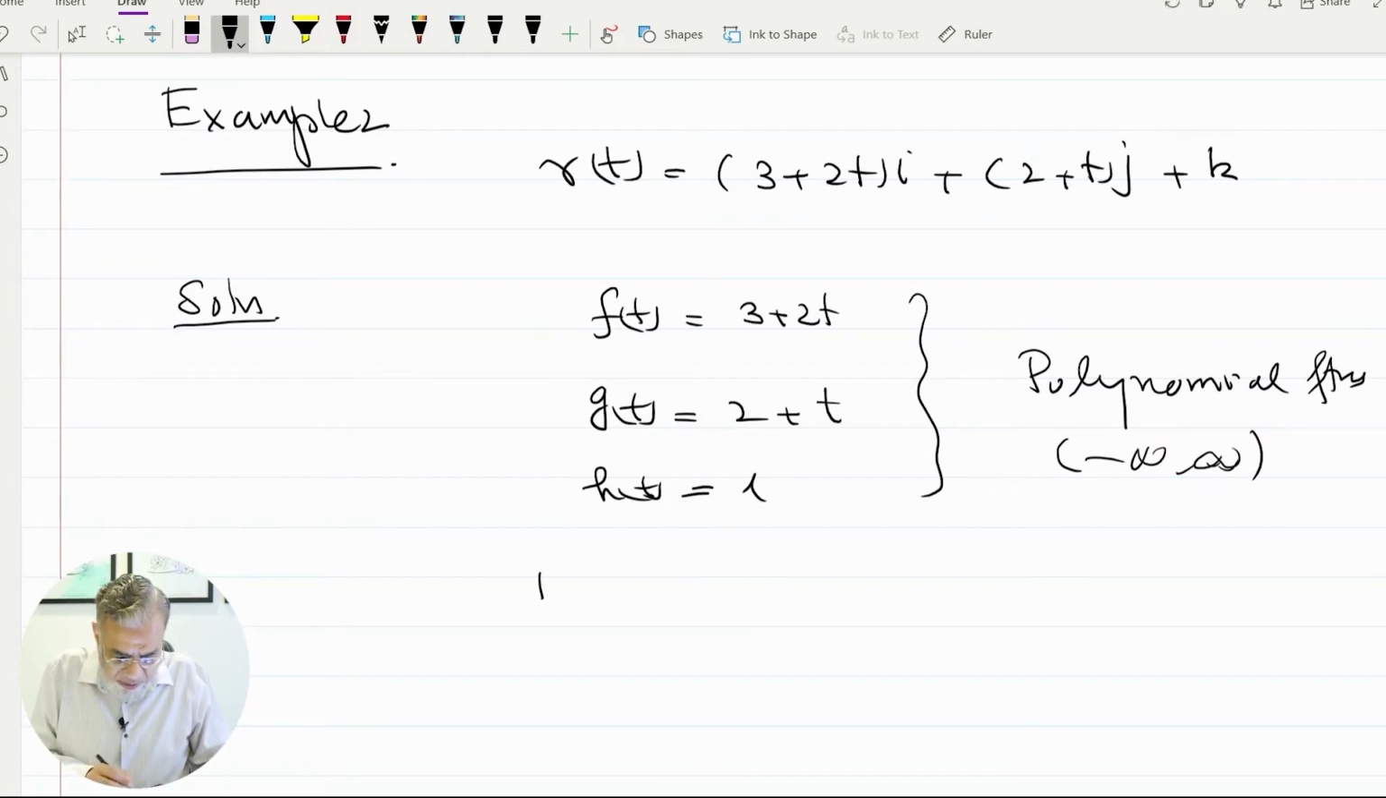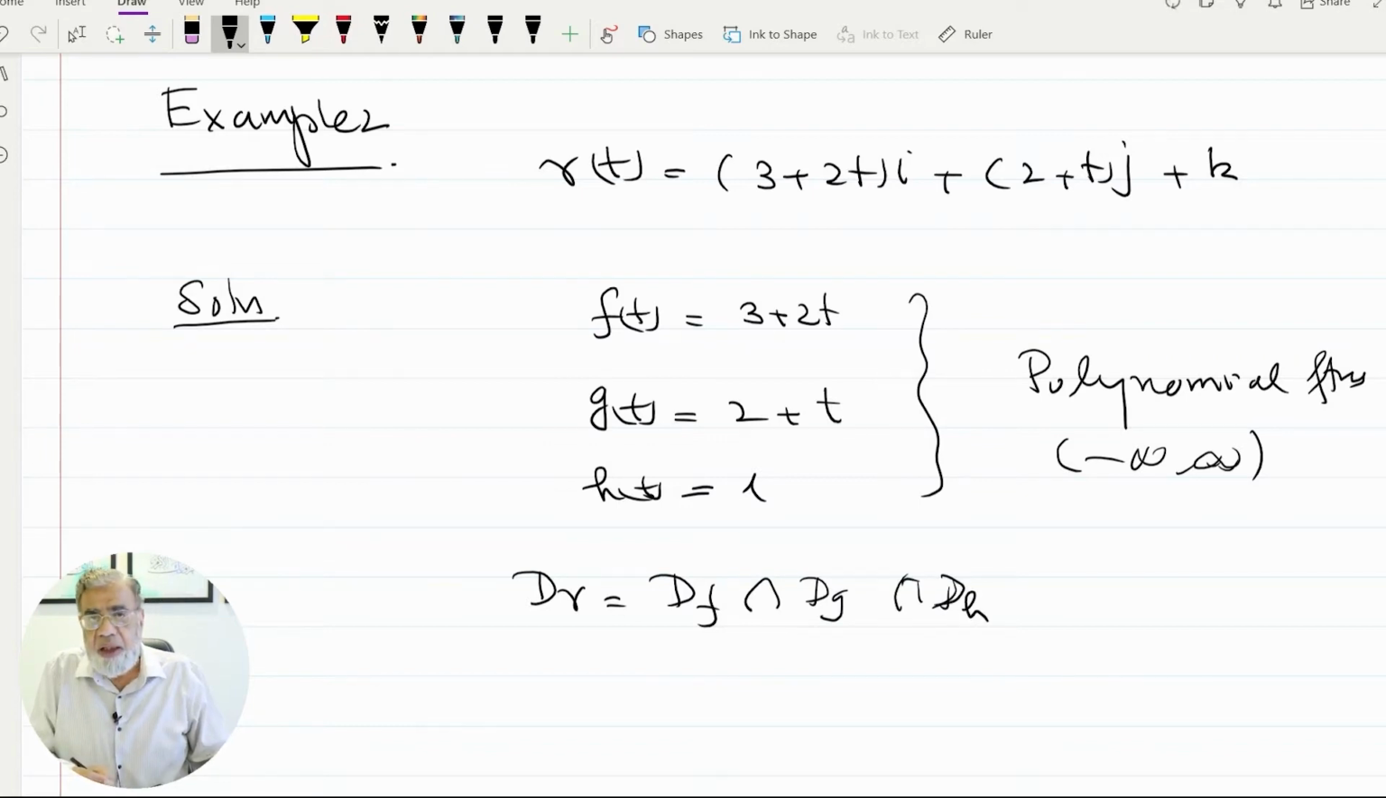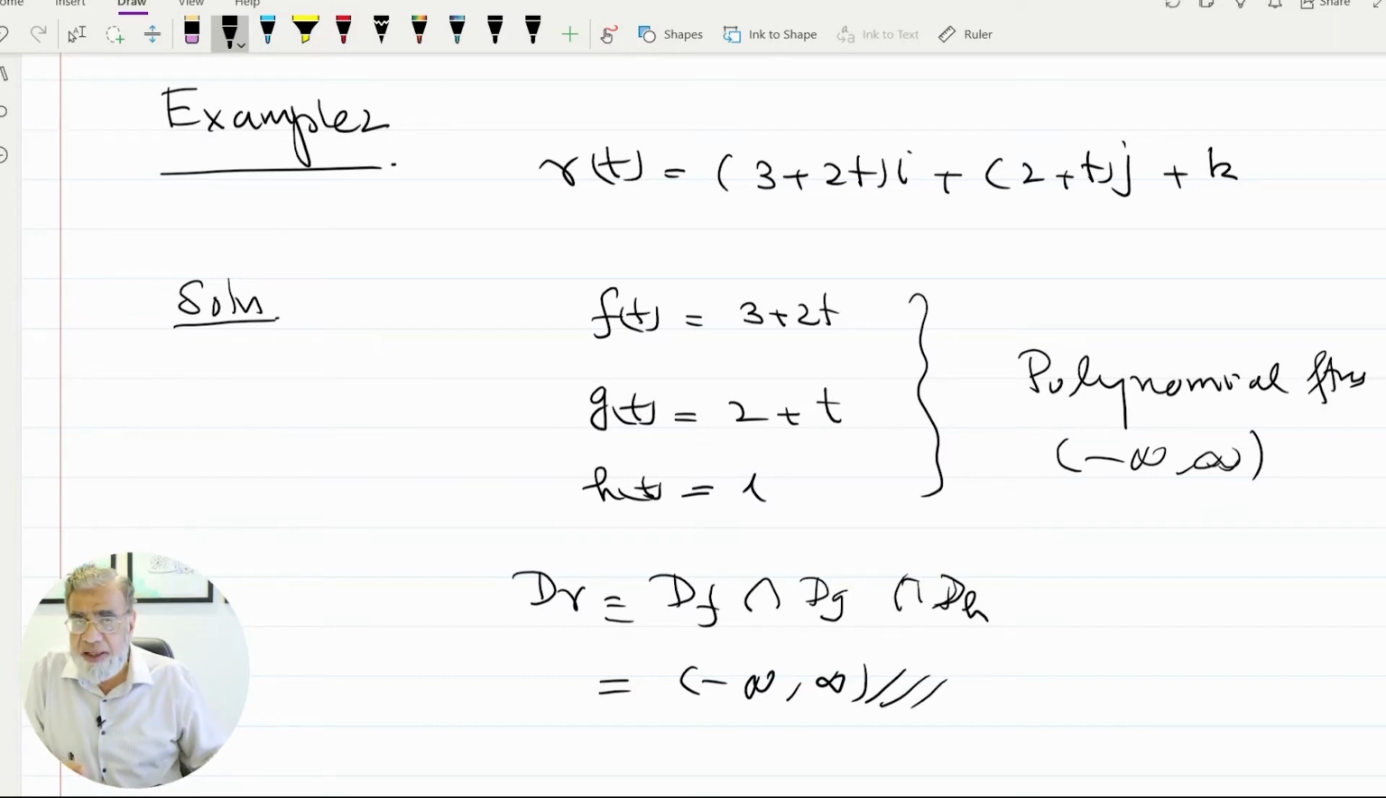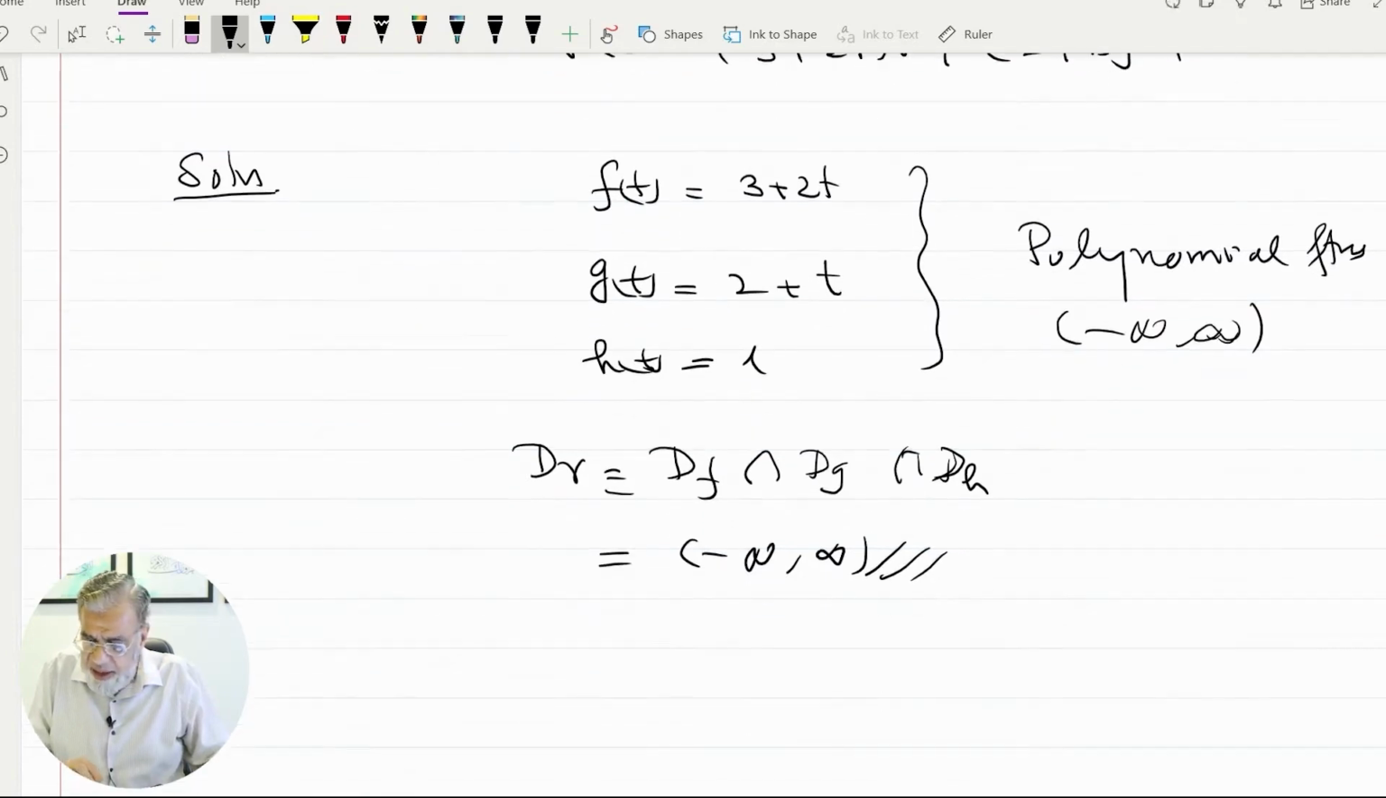Now I want to find the domain of r, and the domain of r is the domain of f, intersection with the domain of g, and intersection with the domain of h. As they all have the same domain, our intersection will also be from minus infinity to plus infinity. So this is my domain of the function. This means r of t is defined for all real numbers. So that's the idea regarding the domain.